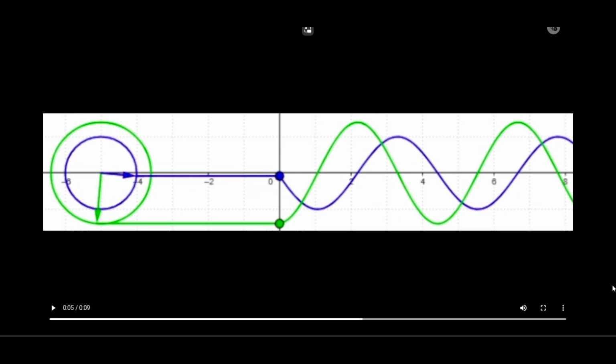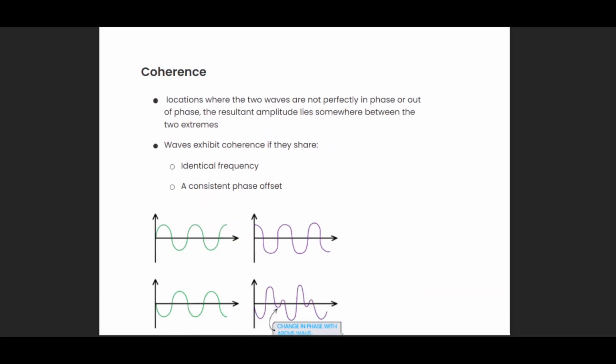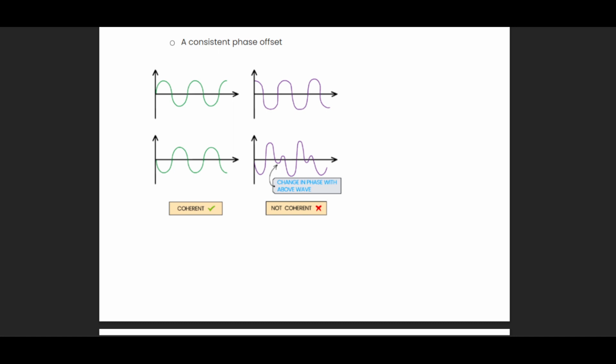Okay. So let's go back to the lesson. All right, so we understand what is coherence.